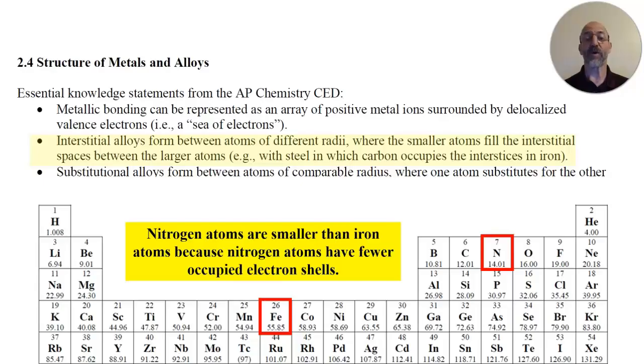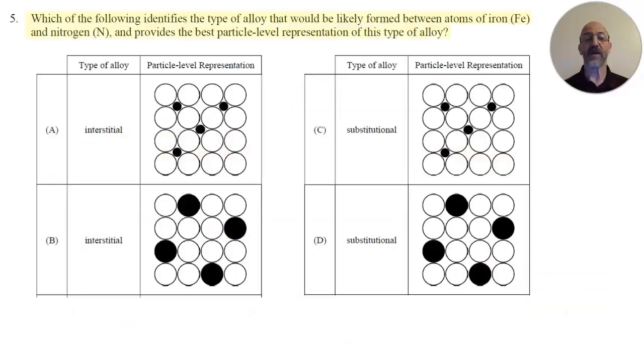So what are we looking for in question 5? We're looking for an interstitial alloy. So we're looking for either choice A or B. Hopefully you can see that the particle level representation in choice B is incorrect. That would be the particle level representation of a substitutional alloy, where the atoms have comparable sizes. We're looking for an interstitial alloy, where the smaller atoms can fill in the spaces between the larger atoms. So that makes choice A the correct answer to question 5.